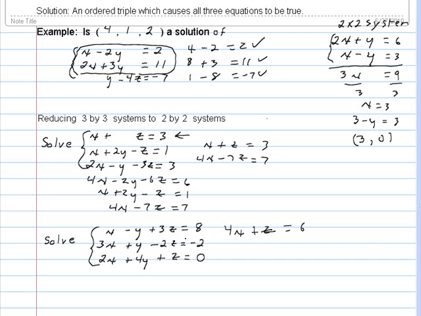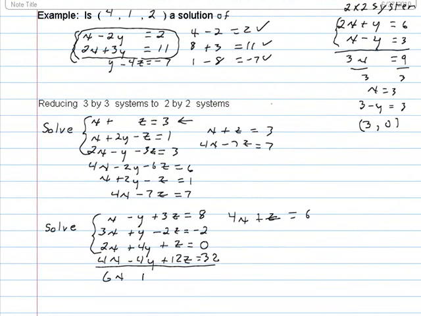Well, let's try the first equation with the third. To do that, I'll multiply the first equation by 4. So I'll get 4x minus 4y plus 12z is equal to 32. And when I add those up, I get 6x plus 13z equals 32, and there is my second equation in x and z. And now I solve for x, solve for z, plug it back in probably to equation 2 to get my y, and then I have my x, y, and z.